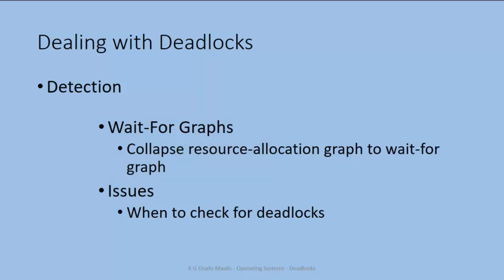Now the other way when we're detecting deadlocks is to look at wait-for graphs. So we look at the system we have and we ask ourselves, are there people waiting for other items? And we do this by constructing a wait-for graph. It comes from the resource allocation graph. So let's take a look at that.